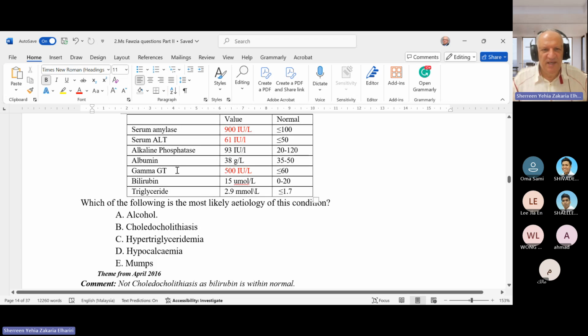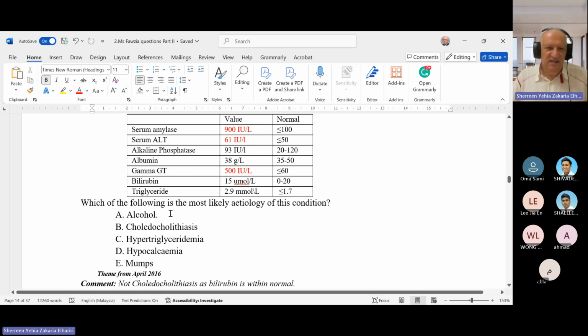So the answer will be alcohol because gamma GT is very high. Although the ALT is not so high, because the gamma GT is high, they have liver insult. So this is alcoholic liver, and alcohol can also cause pancreatitis.